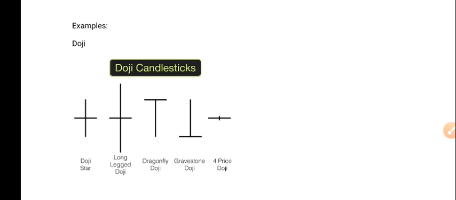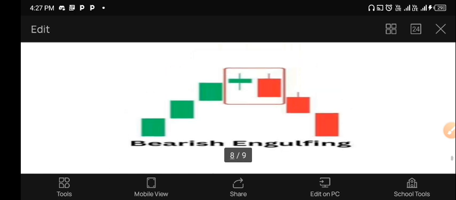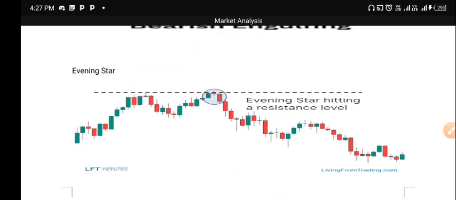let's just say I'm talking about the evening star. Now you look at this, you see that the bulls were in control first of all. After the bulls were in control, that candle is there. It's like the doji. So it means that nobody knows what wants to happen. The market is trying to say, I don't know what is happening. Then the bears come in.